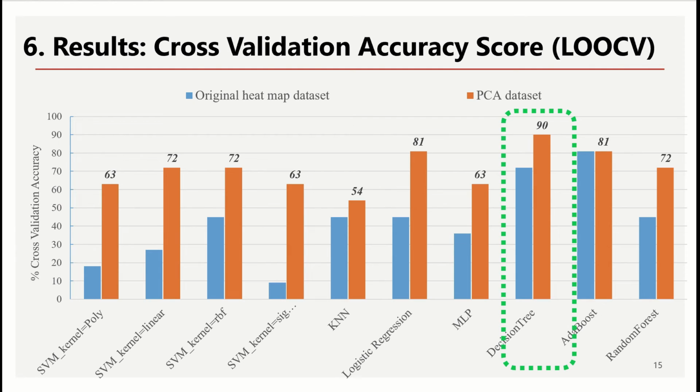This slide shows comparison results from 10 candidate classification models. I compared these 10 different machine learning methods on both the original heat map datasets and the PCA datasets. If you look at this chart, you can see the results show that the decision tree learning algorithm provides the best accuracy, 90%, as shown in this slide.